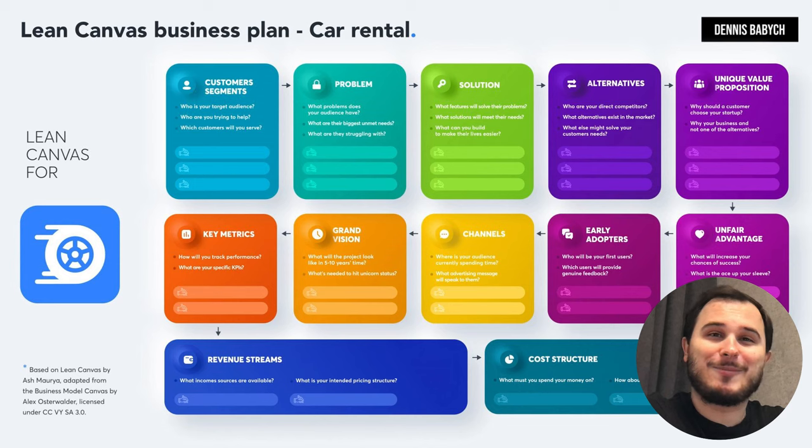Now, let's talk about your unique unfair advantage. This is the powerful factor that sets you apart from your rivals. It could be your cheap developers, marketing insights, advanced AI utilization, advisory board, strong network, and so on. Okay, once you've identified your unique edge, it's time to target your early adopters.